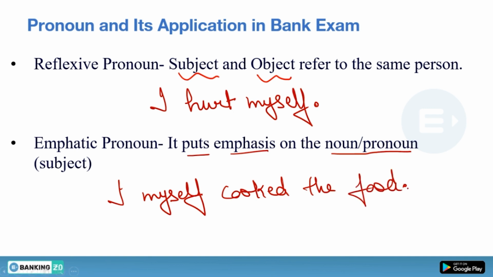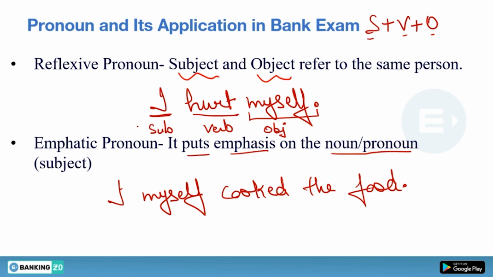Now what happens? I hurt myself. We know the basic structure to create a sentence, that is subject, then we have a verb and then object. Subject plus verb plus object. So we have this I as subject, right? We have this hurt verb, and what is this? Myself. This is your object.